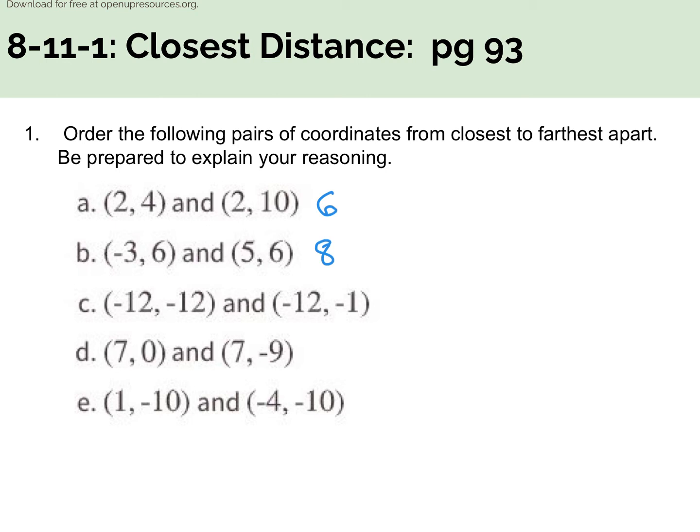Looking at C, I go from (negative 12, negative 12) to (negative 12, negative 1). Notice how these 12s are the same. So I'm going to look at the y coordinate, and I have negative 12 to negative 1. What is the distance between those? That distance is going to be 11.